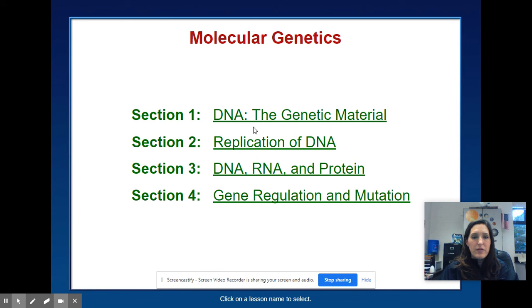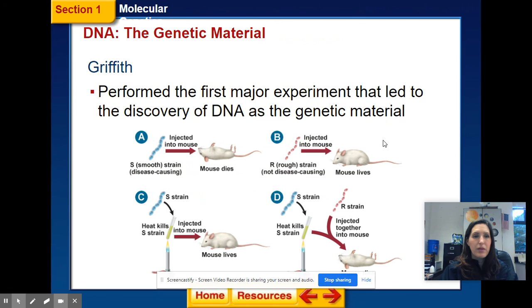Okay, so again, this is a big chapter, but this week we're going over the DNA, the genetic material. We want to know what it is, what the shape is, what it's made out of, and go into the details of DNA. Next week, we're going to look at replication, and we're going to look at DNA, RNA, and protein. And then we're going to look at some mutations. So week 3 will be mutations.